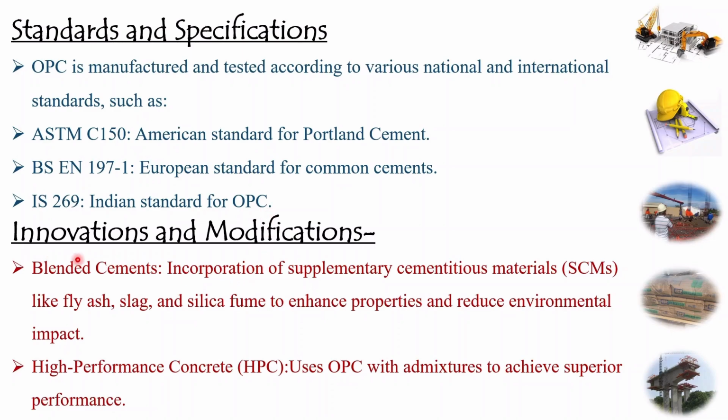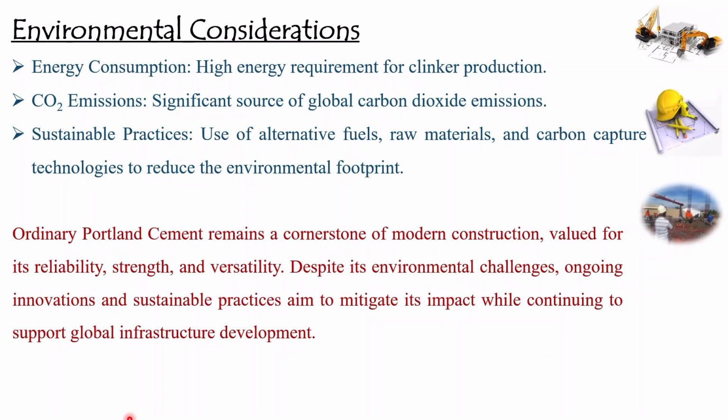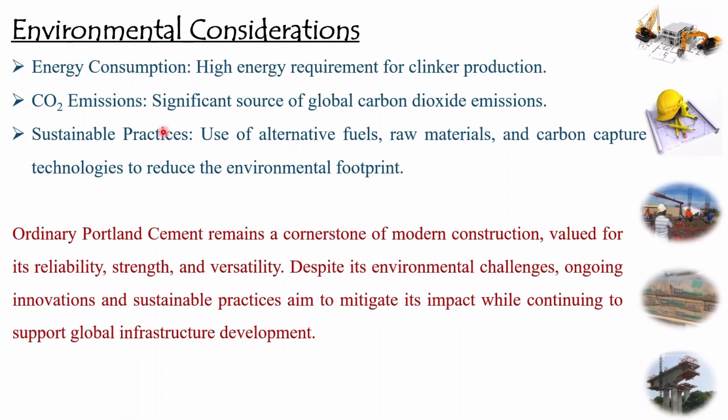Then certain innovations and modifications. Blended cements, incorporation of supplementary cementitious materials like fly ash, slag and silica fume to enhance properties and reduce environmental impact. Then we have high performance concrete, which uses OPC with admixtures to achieve superior performance. Then environmental considerations. So during the production of the OPC, high energy is required for the clinker production. Then it is a significant source of global carbon dioxide emission. Then the use of alternative fuels, raw materials and carbon capture technologies to reduce the environmental footprint.